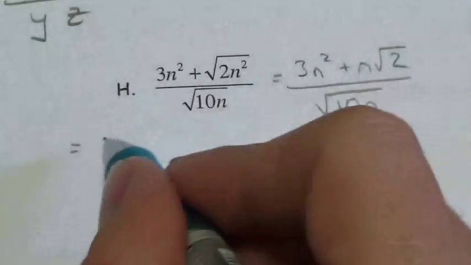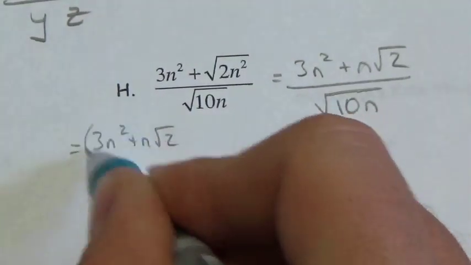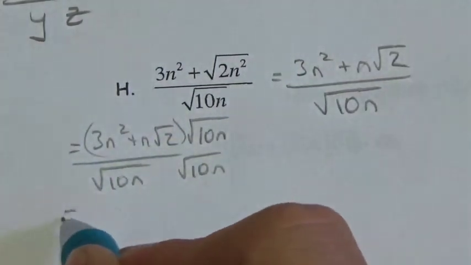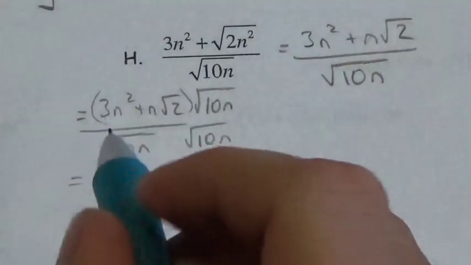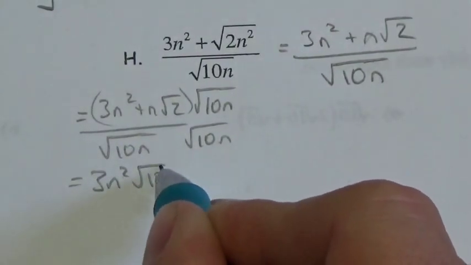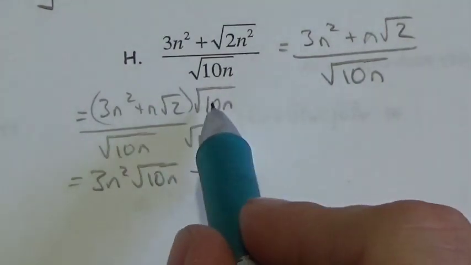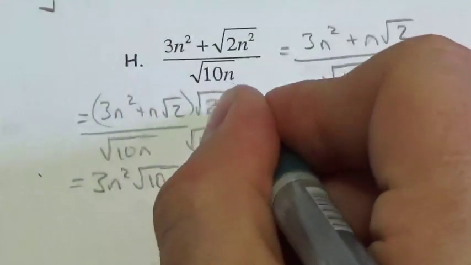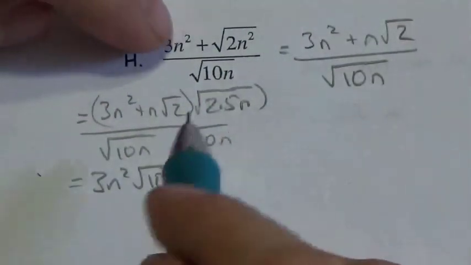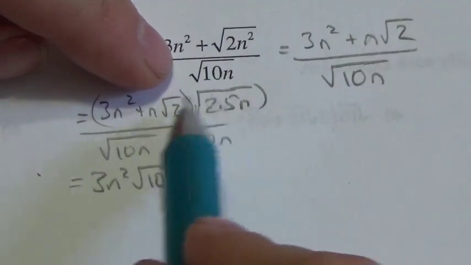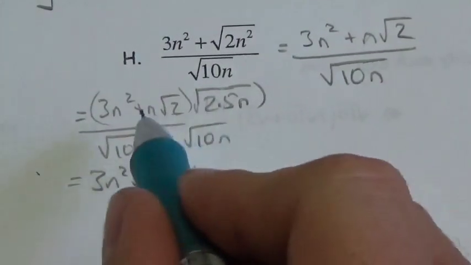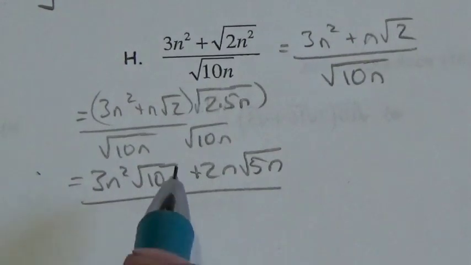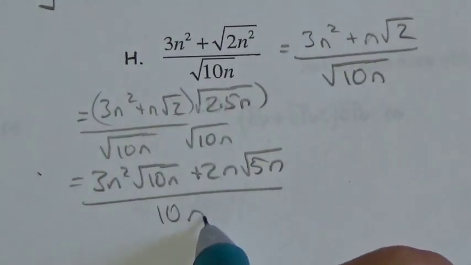What I could do here, though, is multiply numerator and denominator by root 10n. Now, that root 10n is going to distribute to both terms in this binomial, so this will be 3n squared root 10n. Here, though, bear in mind that 10 is the same as 2 times 5. So when I multiply those together, there's going to be 2 2's under the radical. I can pull that out. So this will become 2n root, and then there's a 5n left over. And then down here in the denominator, root 10n multiplied by root 10n is going to be 10n.